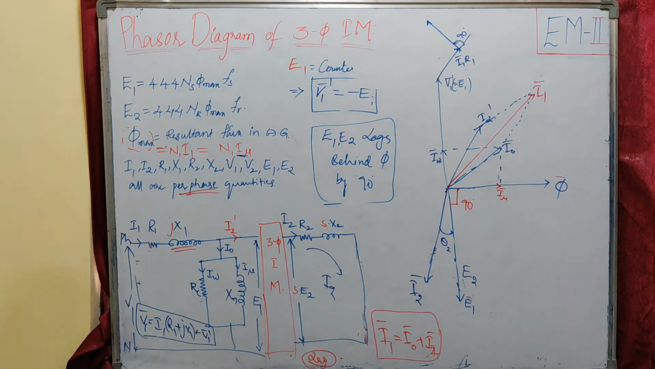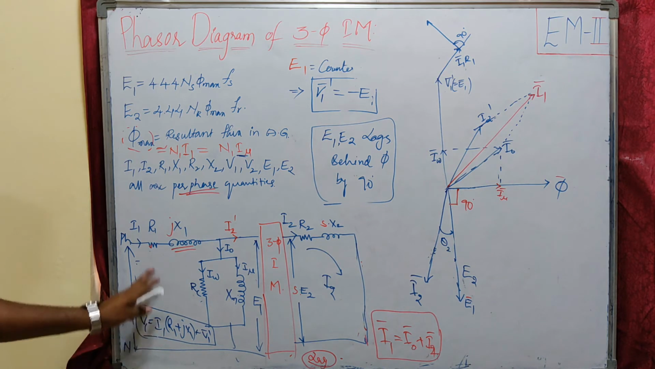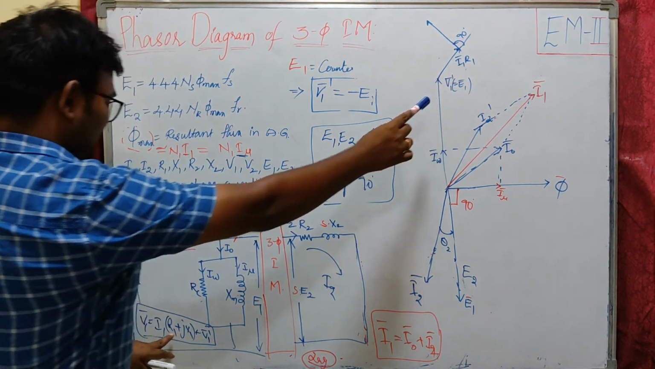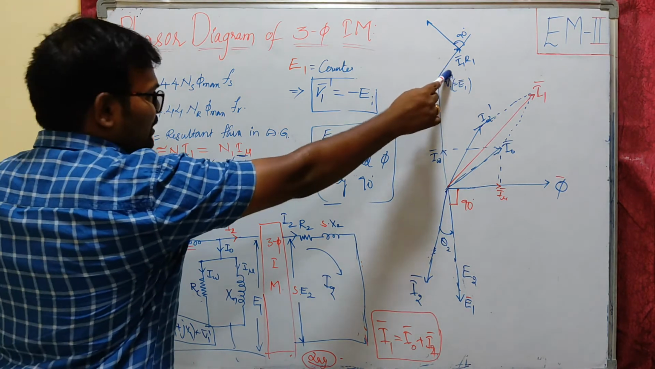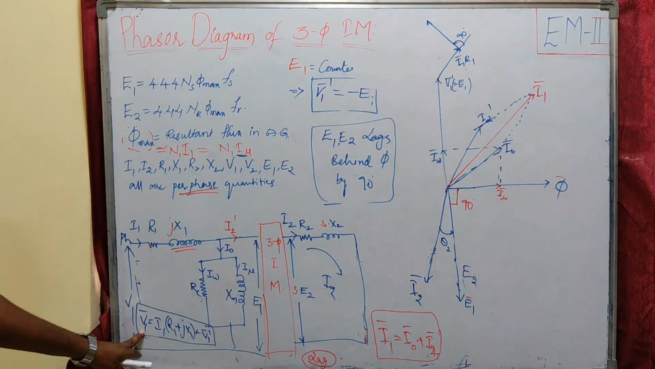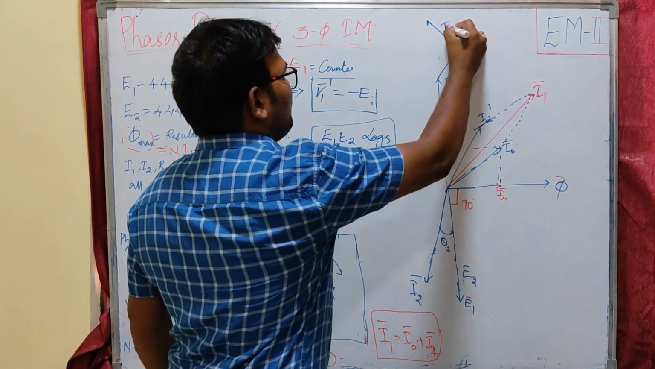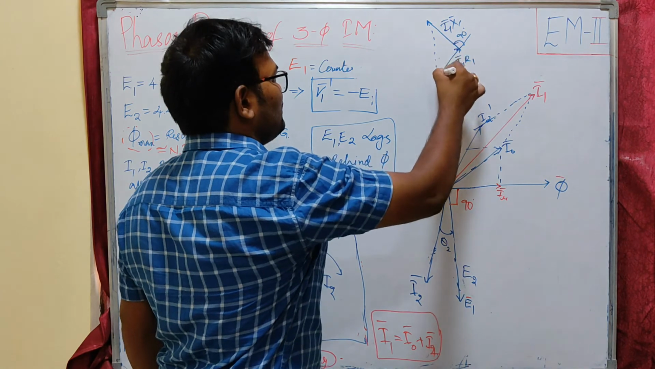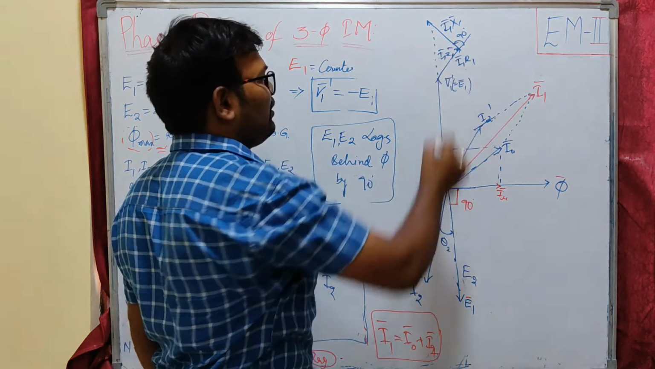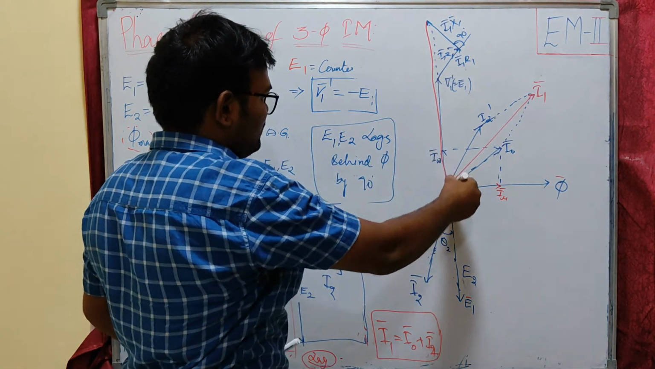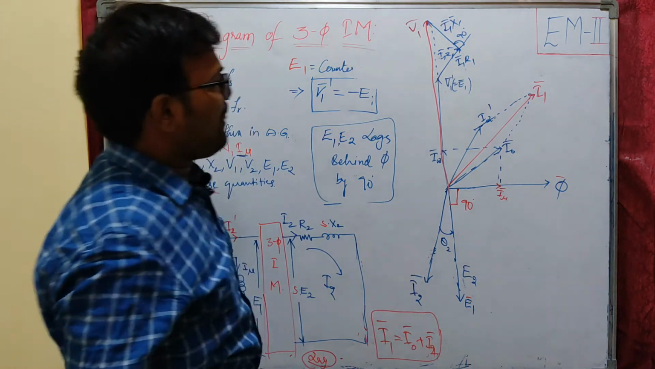Then you can see our V1 expression, which is the supply voltage expression: V1 equals I1 into impedance, R1 plus jX1, plus our counter EMF. Whenever you apply KVL, you will get this equation. So the sum of our E1 bar vector plus the drop due to impedance, I1 R1 plus I1 X1, will give our V1, which is the supply voltage. So I am going to add these three vectors. This is I1 bar X1. This will be the impedance drop I1 bar Z1. So our V1 will be the sum of these vectors, which can be drawn like this. This is my V1 bar, the supply voltage.